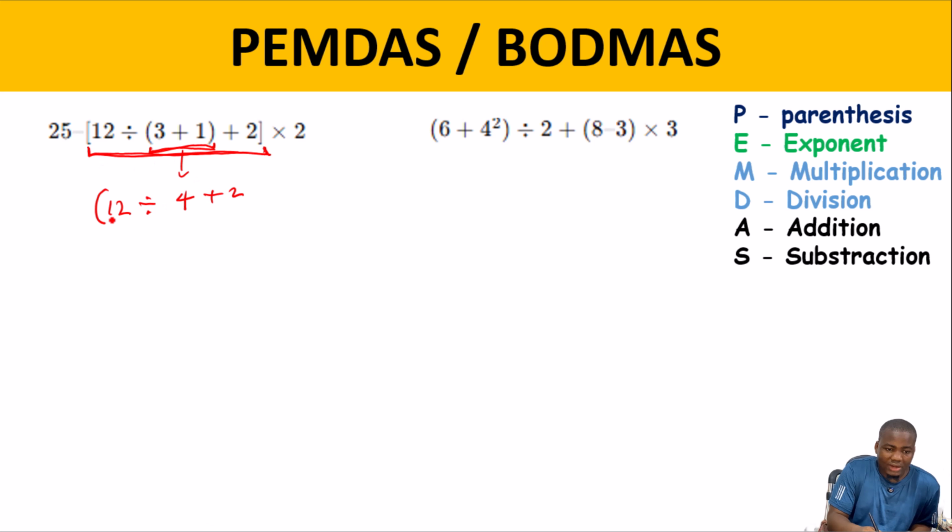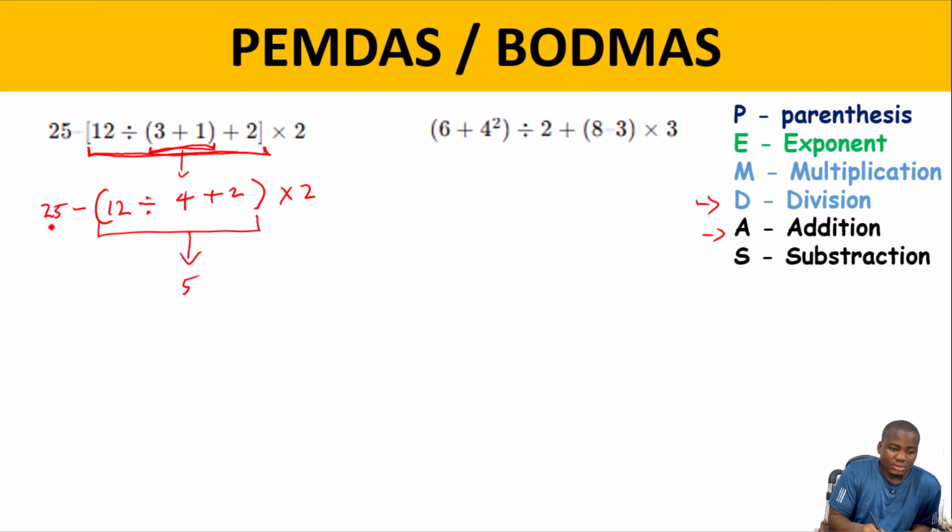Now, this is what we have in parentheses. We still have our times 2. We still have 25 minus all of this. Now, in this parenthesis, we have division and addition. Division comes before addition. So, 12 divided by 4 is 3. 3 plus 2 is 5. So, the entire parenthesis, when we solve it, we get 5. Because 12 divided by 4 is 3. 3 plus 2 is 5.